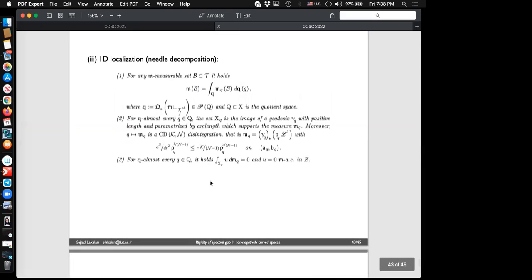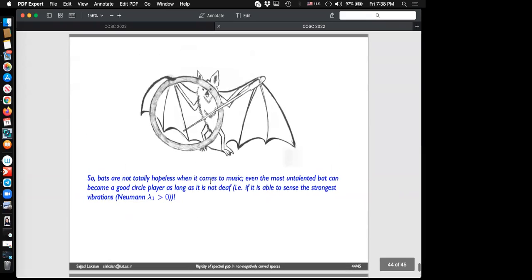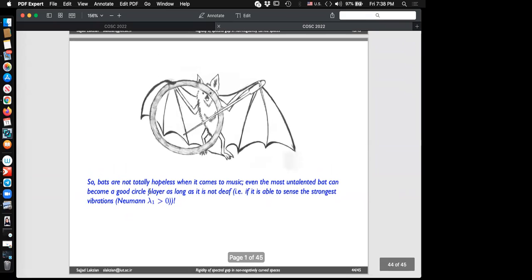Okay, and what we talked about, hopefully it's not deaf, it can hear the first eigenvalue, because if you couldn't hear the strongest one, it would be deaf. So it can figure out the shape of one-dimensional shapes like the stick and the circle, so it can play. Well, it's a bat, so what would you expect?